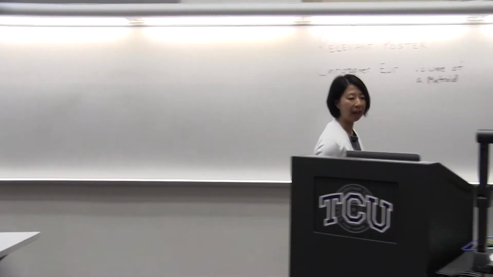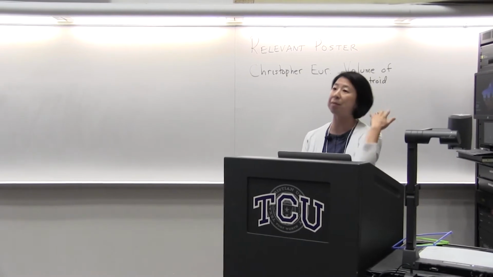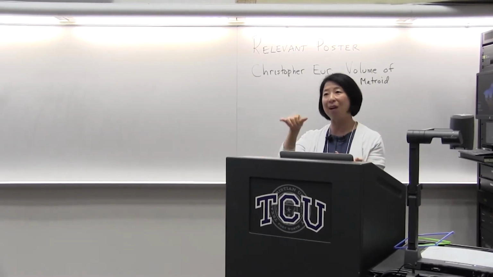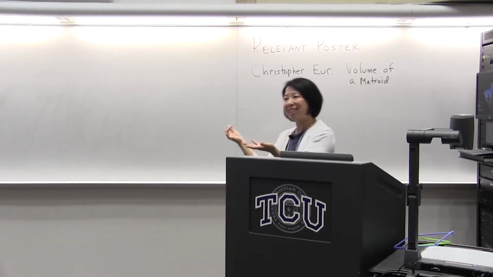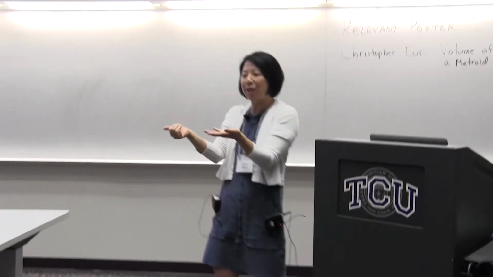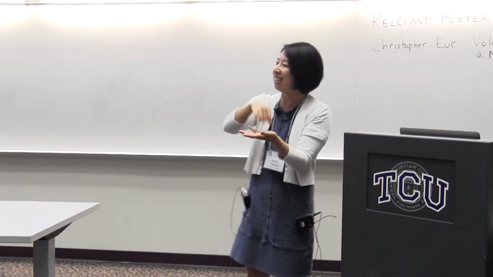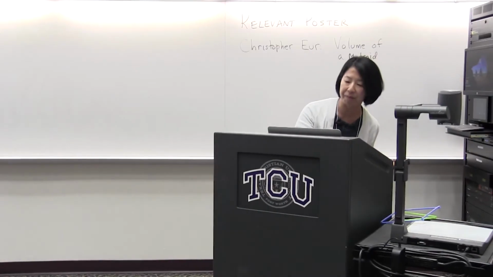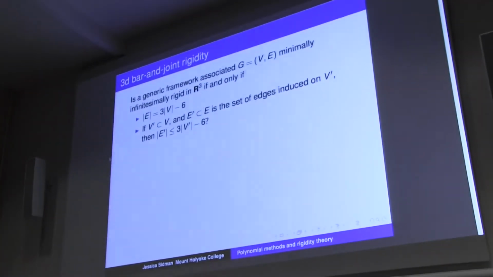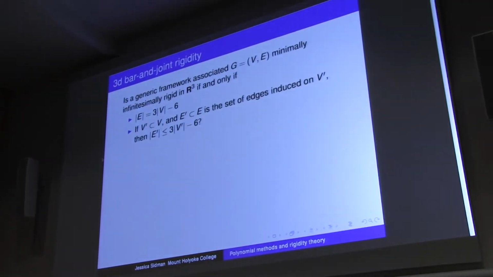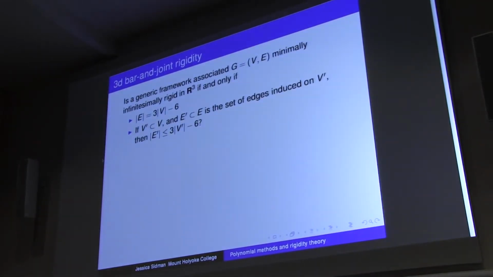Okay? And what you would hope is, just like in the plane, if you put those bars in sparsely enough so that you're not ever putting a bar in where it would be redundant, then you'd hope that a theorem like this would hold. If I take any subset of the vertices and I look at the induced graph on that subset, the number of edges in the induced graph is less than or equal to 3 times the number of vertices minus 6. So you'd hope that this would work, but it fails.